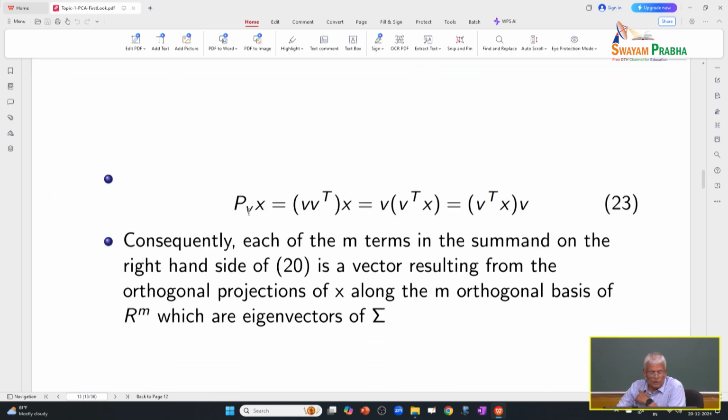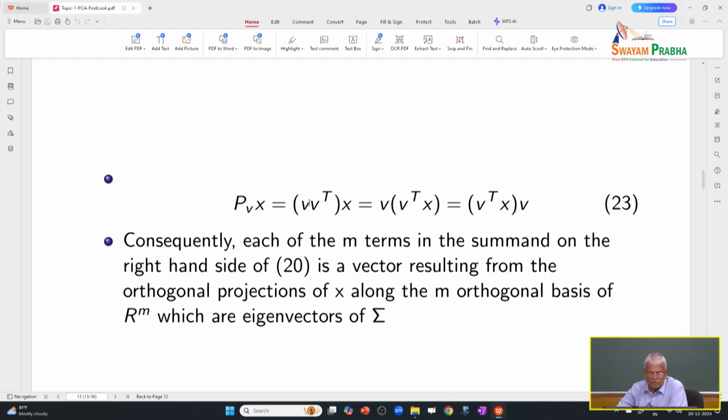So, if I have a vector x, and an eigenvector V. Now please understand, V is the eigenvector of sigma, and sigma is the covariance of x. Sigma and x are different, so x and V are different. x is a vector in R^m, V is a vector in R^m. I would like to project the vector x along the direction V.